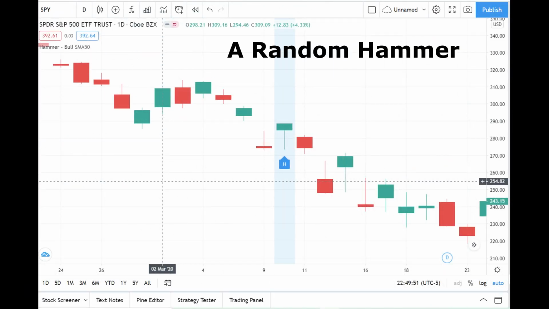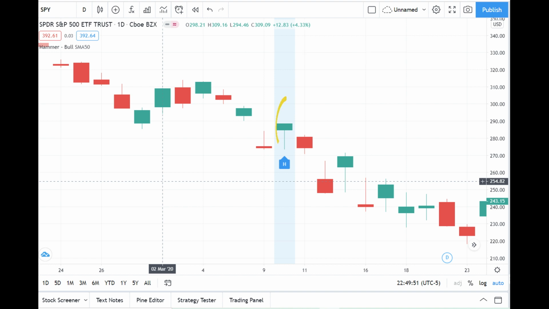On this chart, however, we see that there is no trend reversal in spite of the appearance of a hammer, since the hammer does not occur at any significant support or trend level.